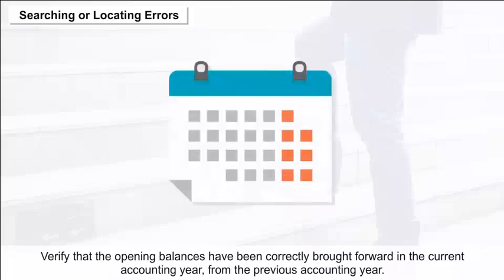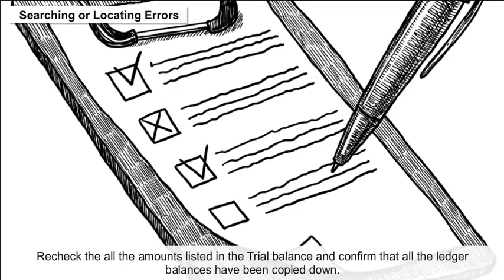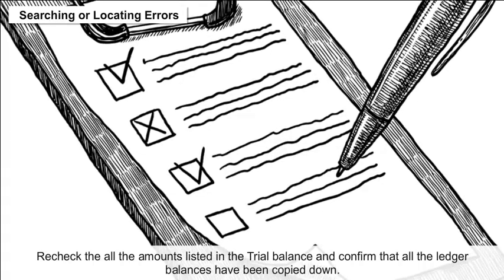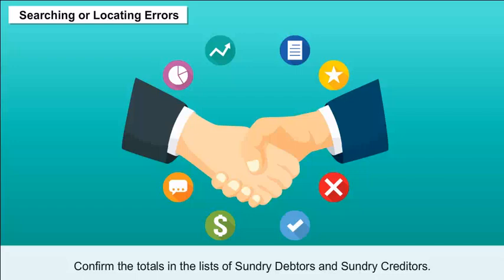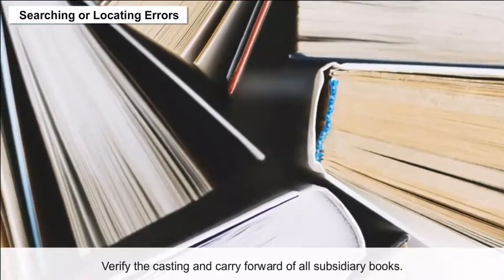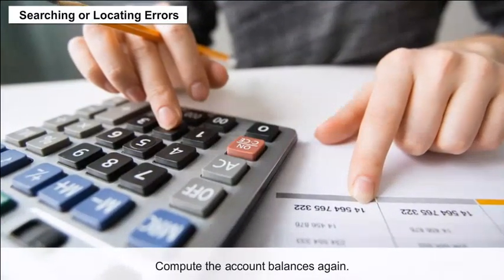3. Verify that the opening balances have been correctly brought forward in the current accounting year from the previous accounting year. 4. Recheck all the amounts listed in the trial balance and confirm that all the ledger balances have been copied down. 5. Confirm the totals in the lists of sundry debtors and sundry creditors. 6. Verify the casting and carry forward of all subsidiary books. 7. Compute the account balances again.